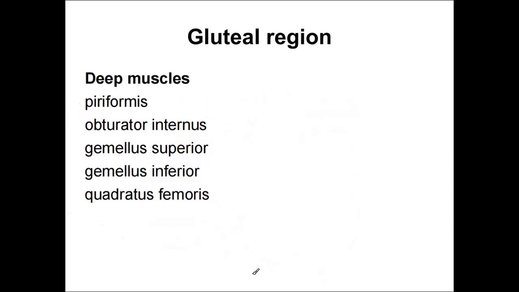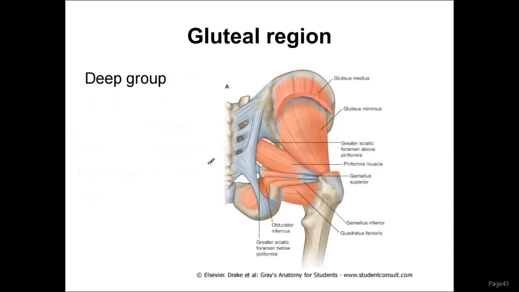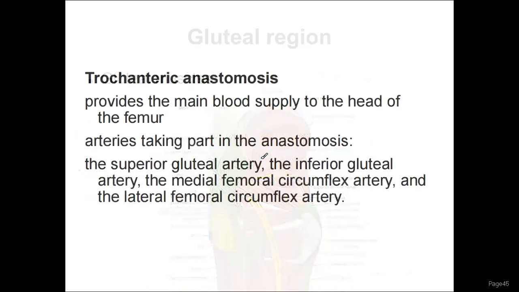So the deep muscles, we have the piriformis that we talked about, the obturator internus, the gemellus superior, the gemellus inferior, and the quadratus femoris. And I say the nerve supply to the quadratus femoris is the same nerve supply to the gemellus inferior. Nerve supply to the obturator internus is the same nerve supply to the gemellus superior. Are we together? And these act as lateral rotators of the hip joint. So these are the muscles that we talk about, right?